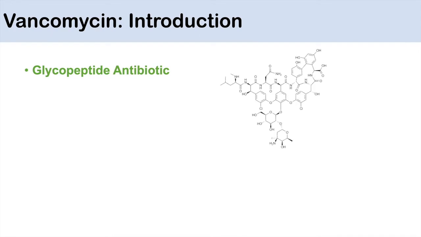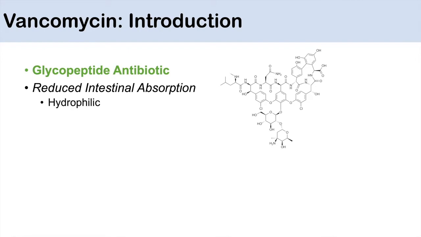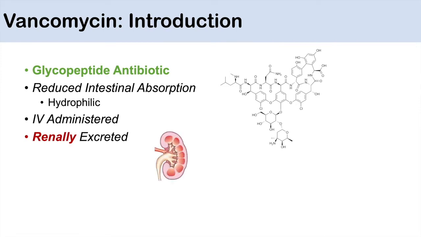Here is a picture of vancomycin. As you can see, it's quite a large and complex molecule. Vancomycin has a reduced intestinal absorption because of its hydrophilic nature, and as such we typically give it in IV form. And vancomycin is renally excreted, and this will become important when we talk about some of the adverse reactions to vancomycin.